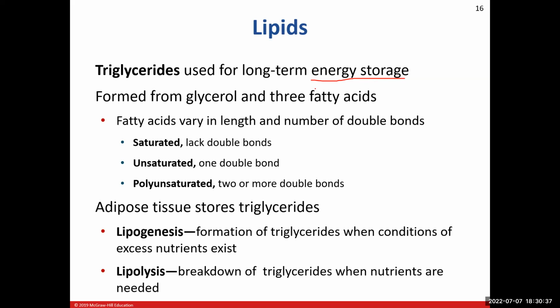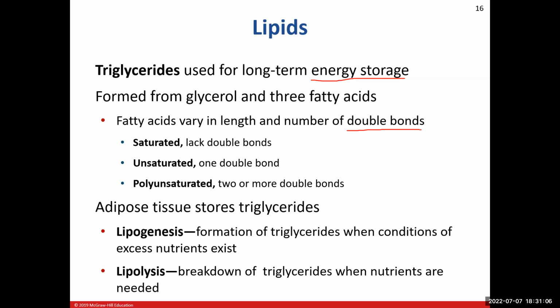But keep in mind, the length of the fatty acids will vary, but also the number of double bonds will vary. So if we're dealing with a saturated fatty acid, that means there's absolutely no double bonds. If we're dealing with an unsaturated fatty acid, then we have at least one double bond. If there's more than one, 2 or more, then we call it polyunsaturated.